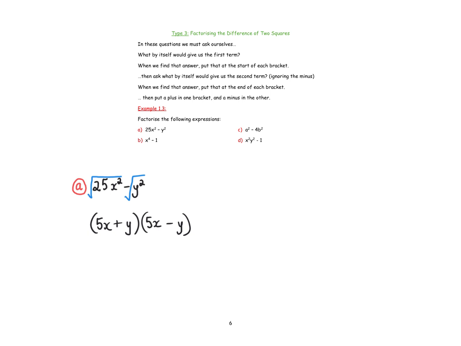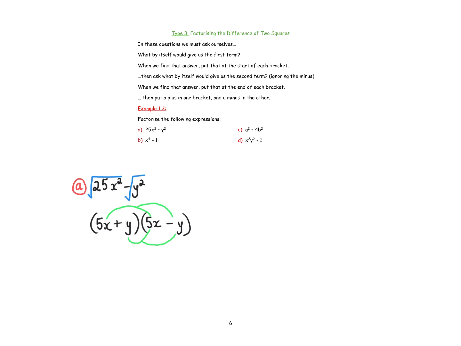We can check our answer then by multiplying the first term in the first bracket by the first term in the second bracket, and the first term in the first bracket by the second term in the second bracket. We can then multiply the second term in the first bracket by the first term in the second bracket, and the second term in the first bracket by the second term in the second bracket.